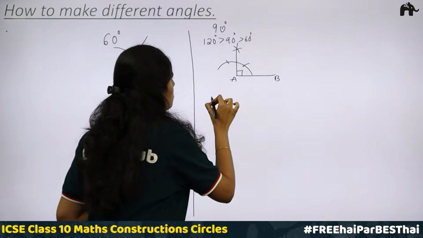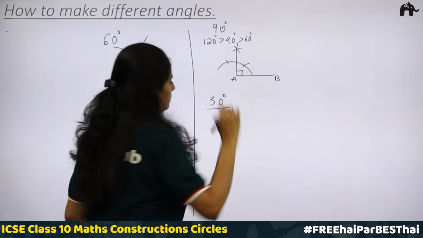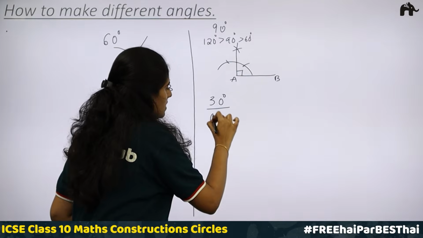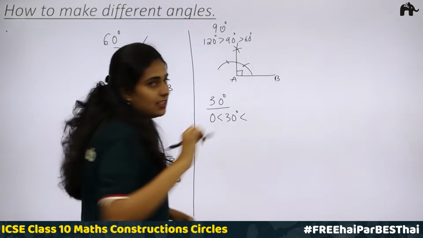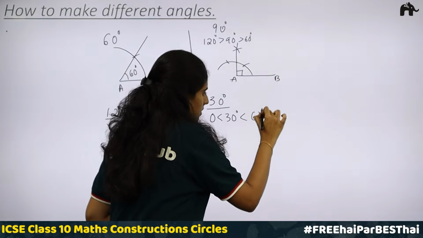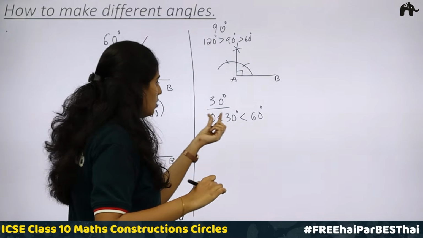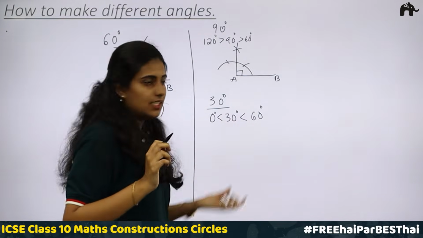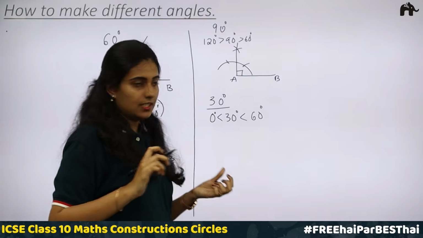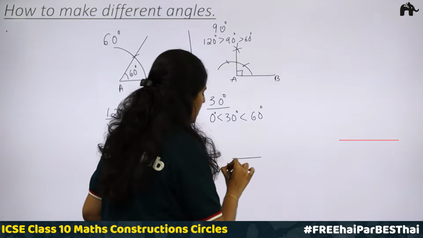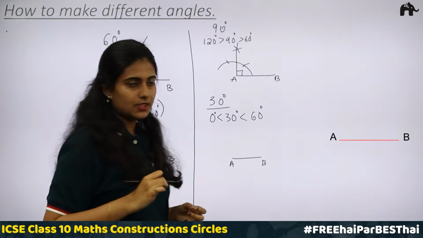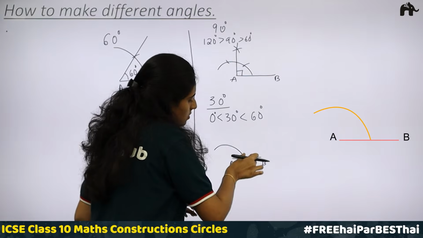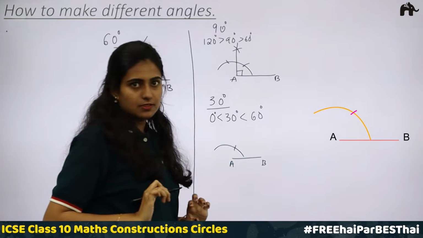Now, if you are asked to construct 30 degree, how to construct 30 degree? 30 degree lies between 0 and 60 degrees. 30 degree is at equal distance from 0 degrees and 60 degrees. 0 plus 30 degree is 30 degree. 60 degree minus 30 degree is 30 degree. First thing, you need 60 degree angle. Consider line segment AB. Draw an arc with A as center. Now, keeping center here, cut another arc.